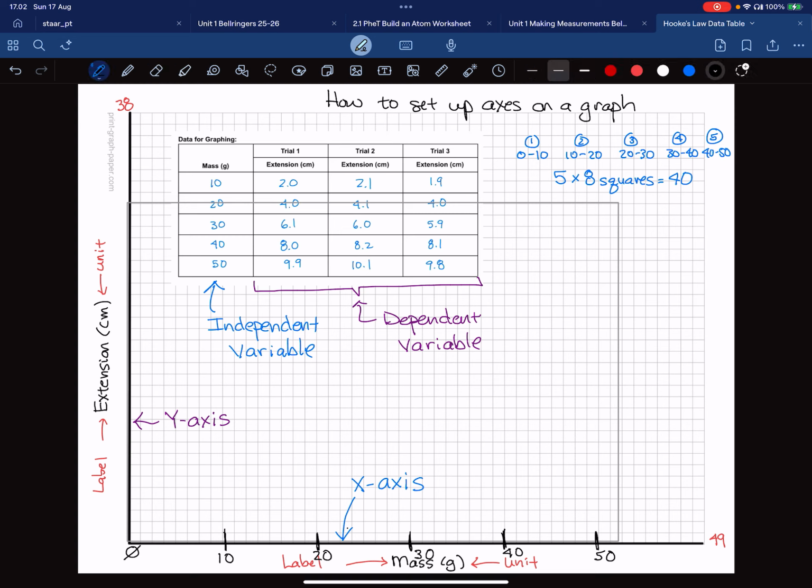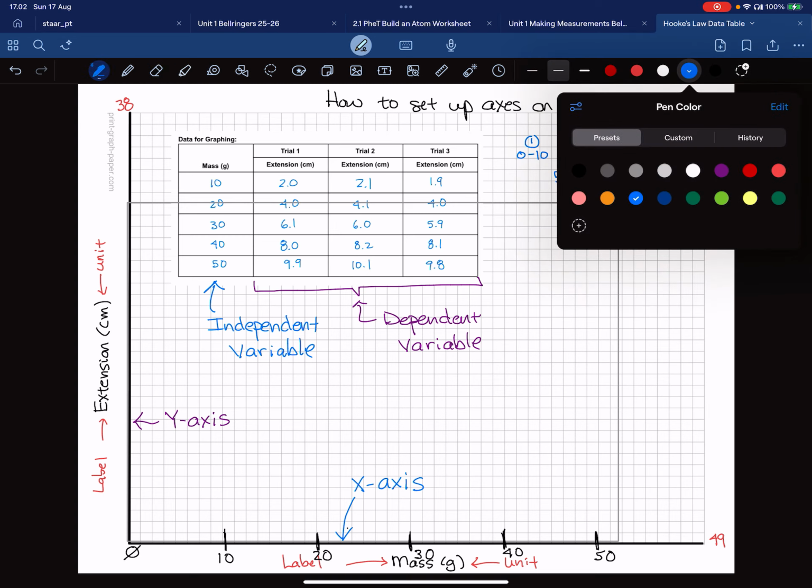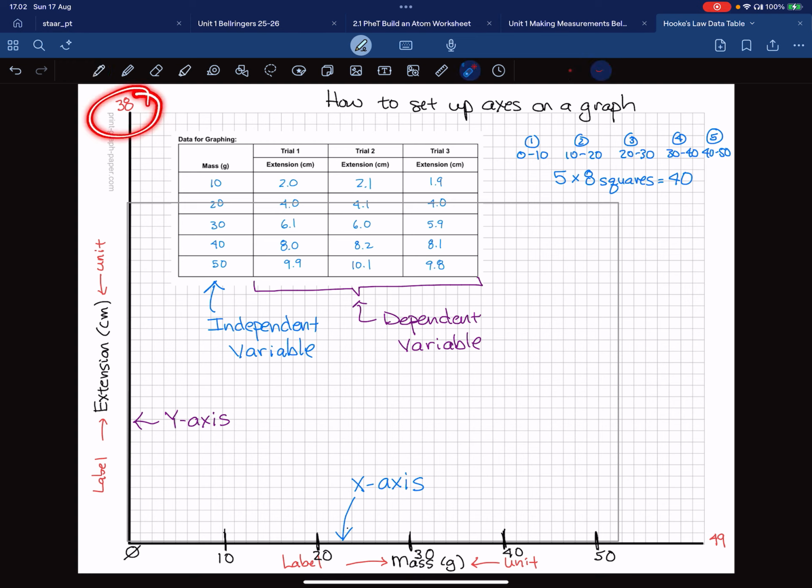All right, so the y-axis. I've got 38 squares to work with, and my biggest number is 10.1. So I need 10 times something, which is going to be smaller than 38, but close to 38. And so that number obviously would be 3 squares, because 10 times 3 squares is going to give me 30 squares. So I'm just going to start putting those in.